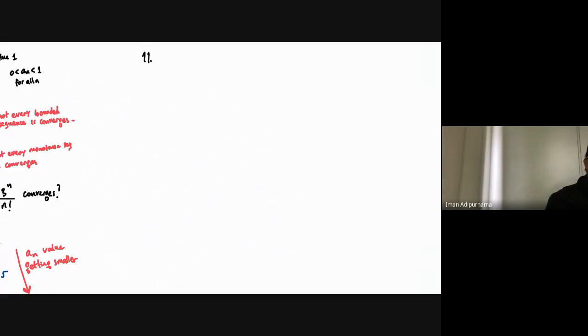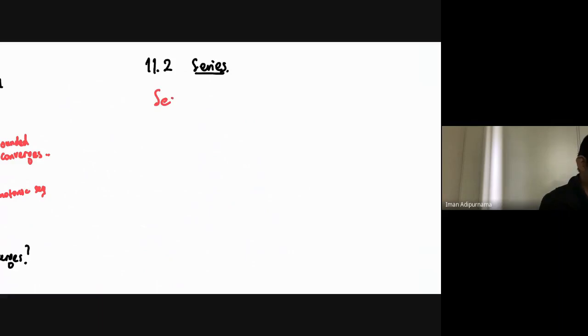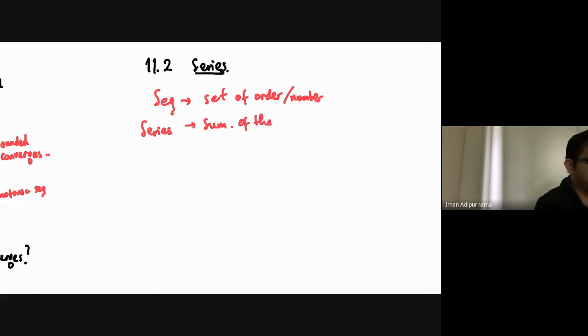Now we can move to 11.2. It's called the series. But let me remind you that the sequence is a set of ordered numbers. But series, it's the sum of the order. Okay, which means series is the sum of the sequence. It can be like that.